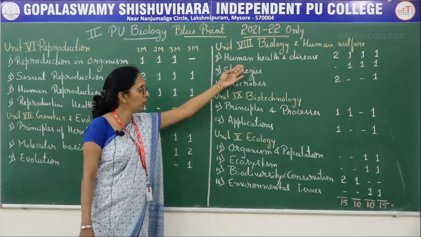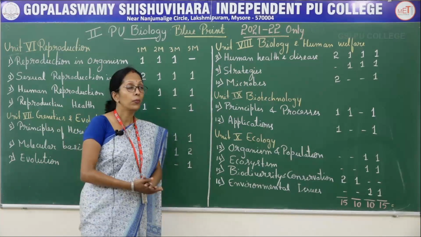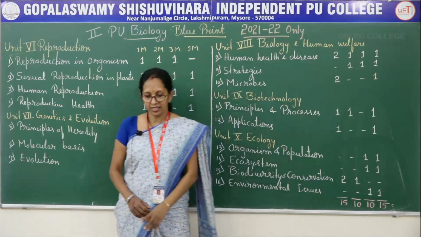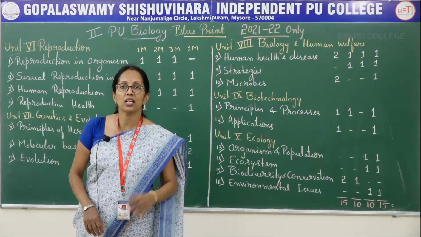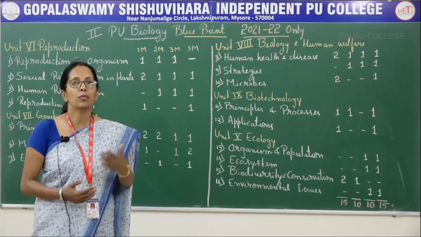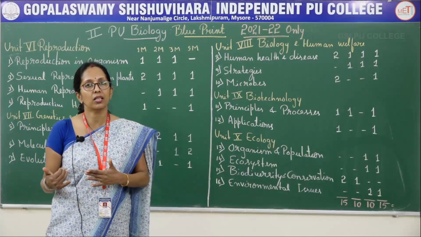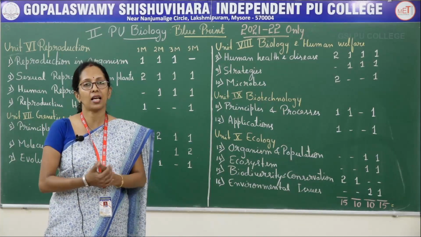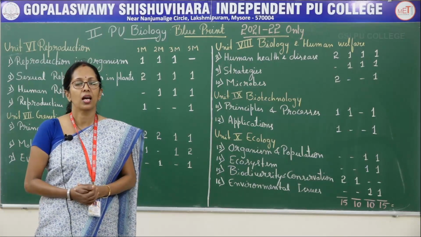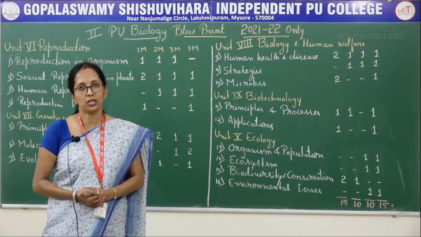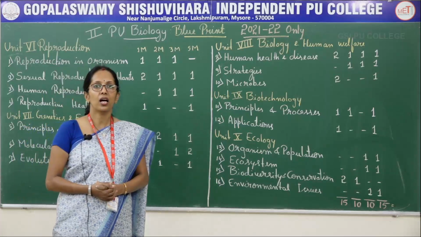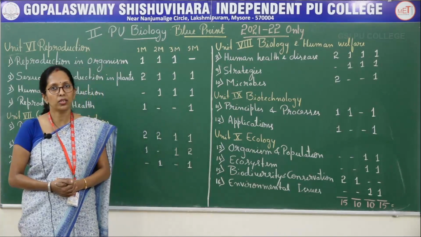Next is human health and disease. Here we understood what is meant by health, what is meant by disease, what is meant by pathogens, what is meant by infectious disease and non-infectious disease, and some of the diseases along with the causative organism. For example, malaria is due to Plasmodium vivax, ringworm disease is due to Trichophyton rubrum, and pneumonia is due to Streptococcus pneumoniae, like that.